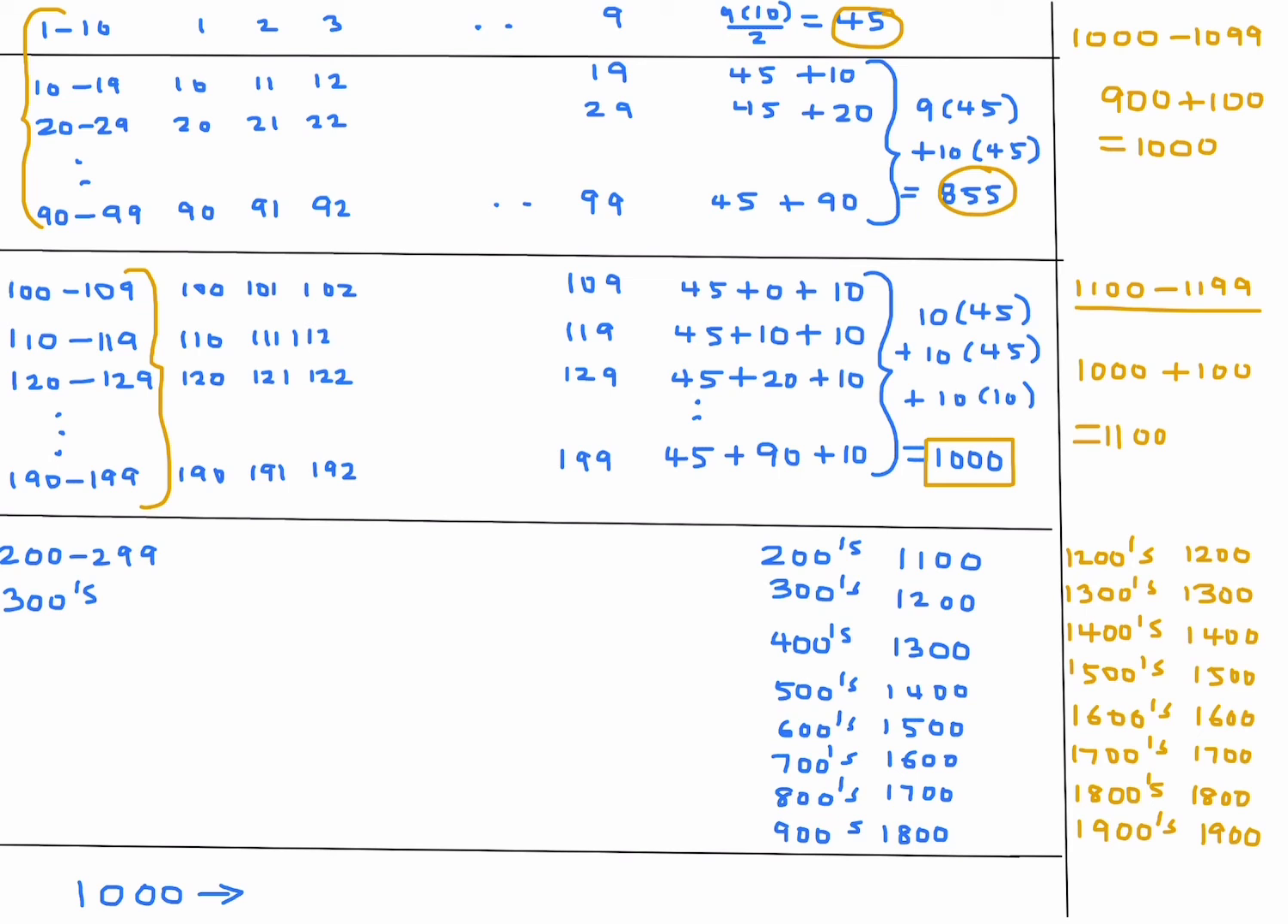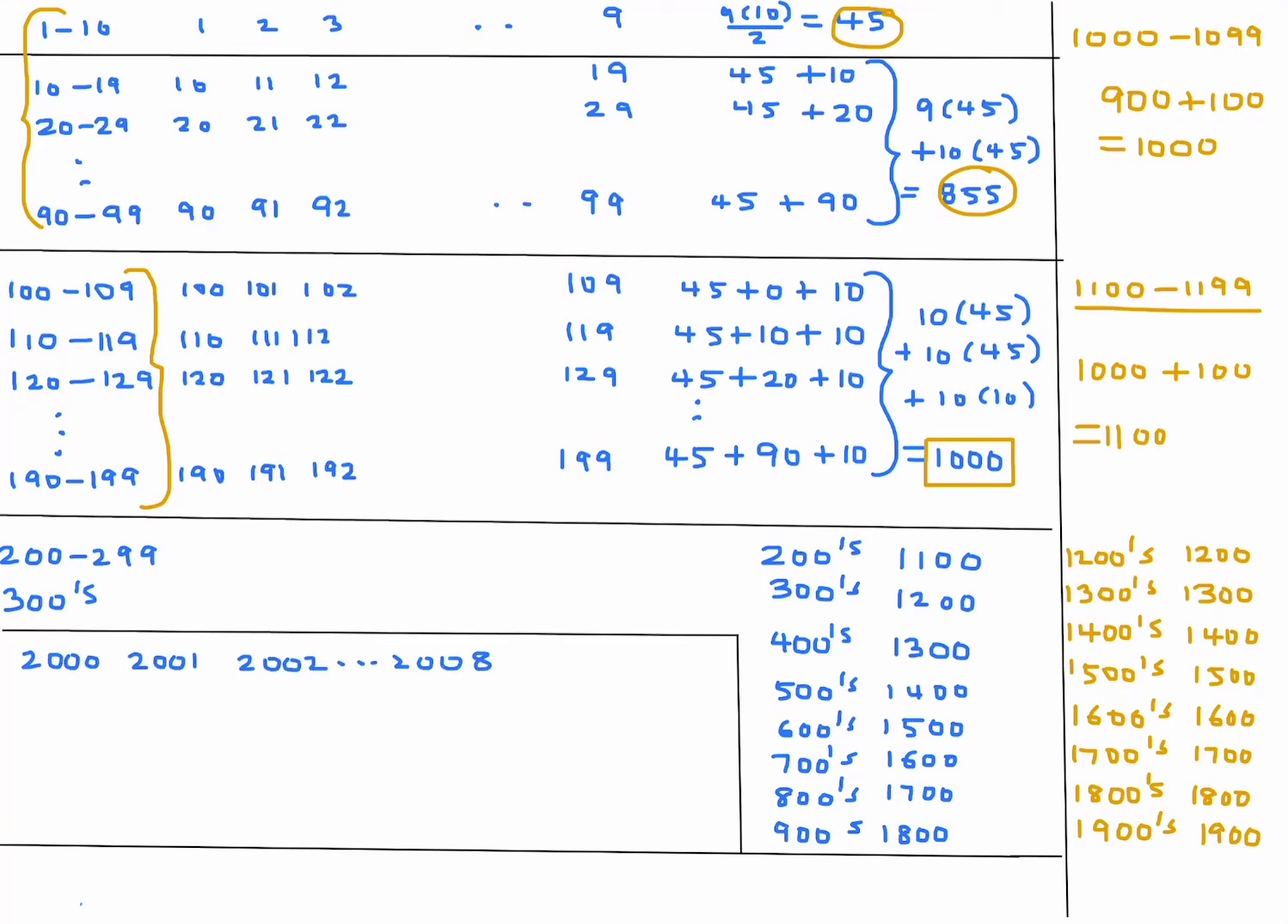All right, so we're almost done. Our final is going to be 2000 to 2008, right? So I think I can squeeze that in here. So that's going to be 1 plus 2 all the way to 8, and that is 8 times 9 divided by 2, which is 36.